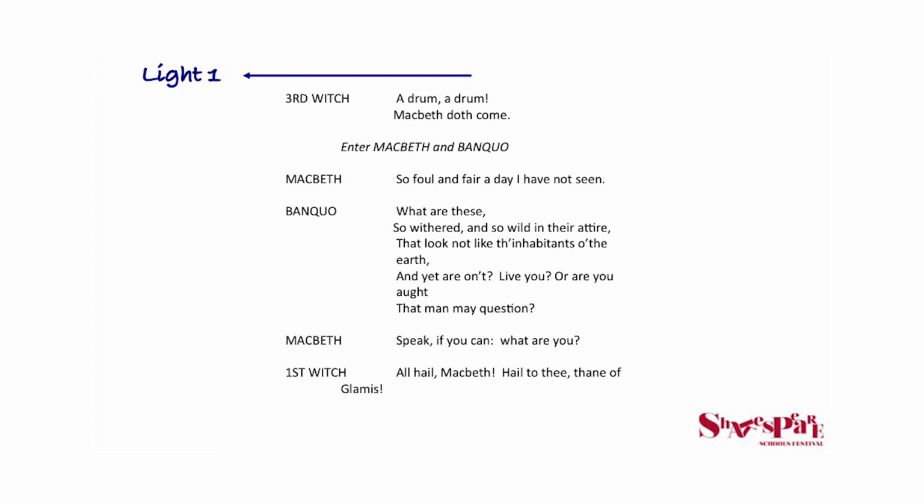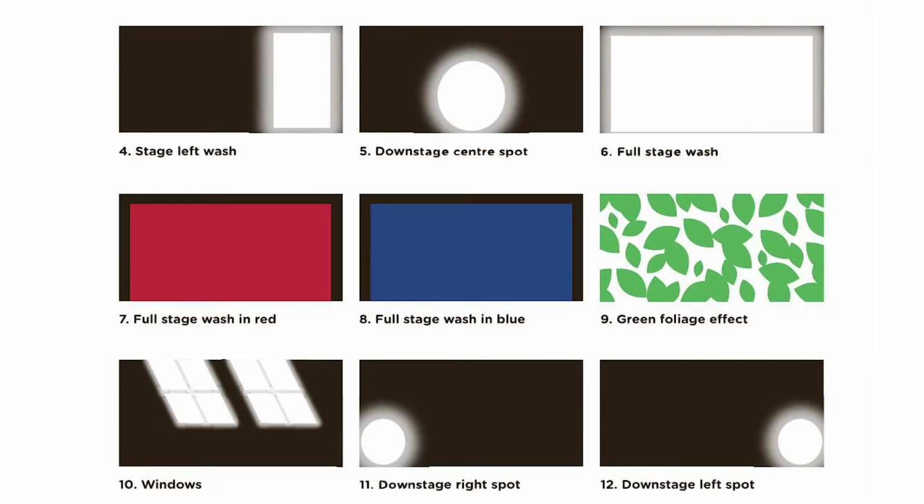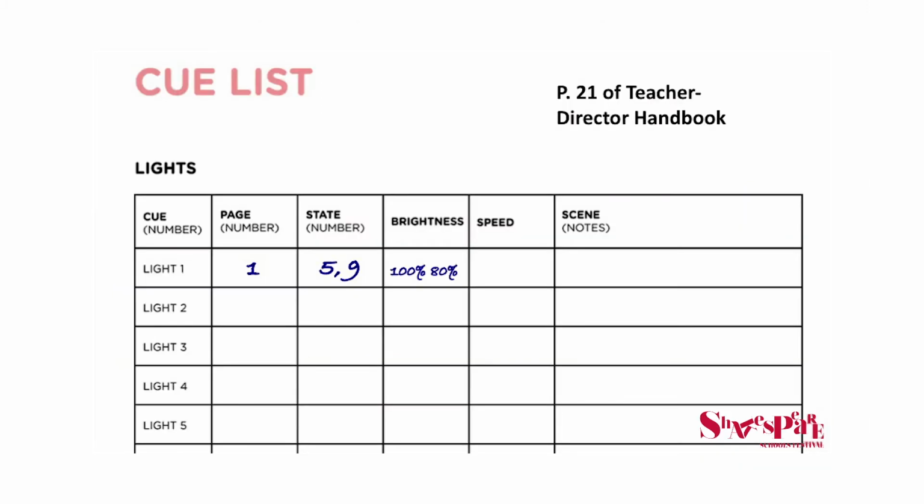We then go over to the sheet where we're going to say our cues. This again you can find in your teacher director handbook, and this is what we tell the technician what is going to happen. We can see that it's light 1, it's our first lighting change. It happens on page number 1. I've written the numbers of the state that we want to happen. So in this case, I've chosen, for example, to have the foliage, which was the green, and a spot in the middle. You'll be able to tell what numbers those states are in your teacher director handbook. They're all numbered, so you just pick out which numbers you want to use. Brightness, I've put percentages here, so I've put 100% and 80%.